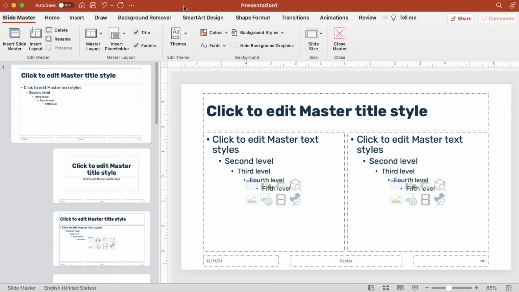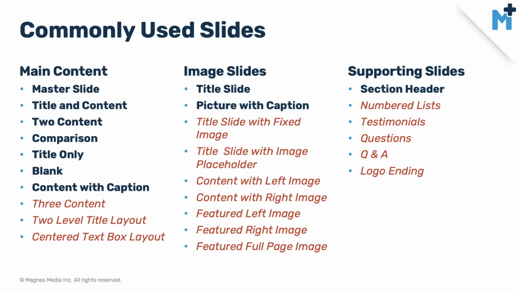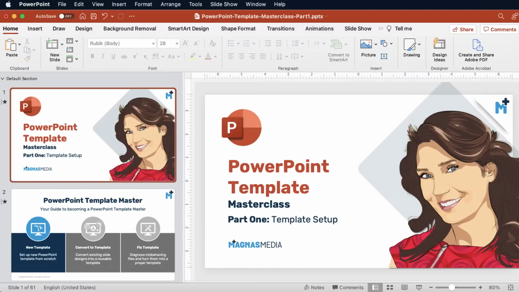Now, in addition to that, I usually like to create some additional layouts, and these are the ones with the 3 content, 3 columns, some ones for the infographics that I'll show you, and also some ones with image placeholders, with the right, left image placeholders, some numbered lists, some testimonials, and questions. So let me show you what my template looks like, and I'm going to walk you through how I've created some of these slides. So let's take a look behind the scenes at the template that I'm using for this particular presentation for the PowerPoint template masterclass.